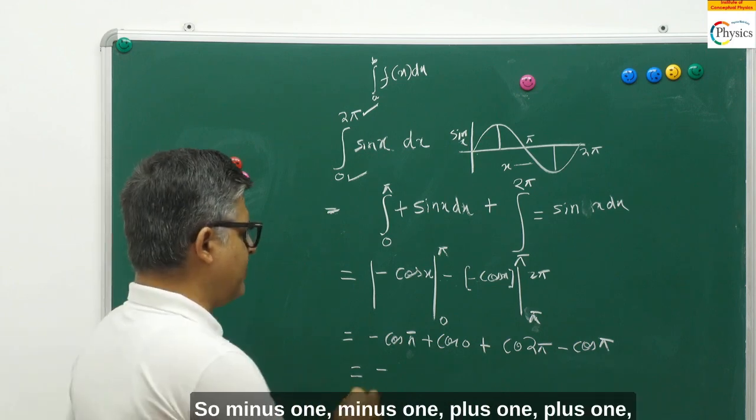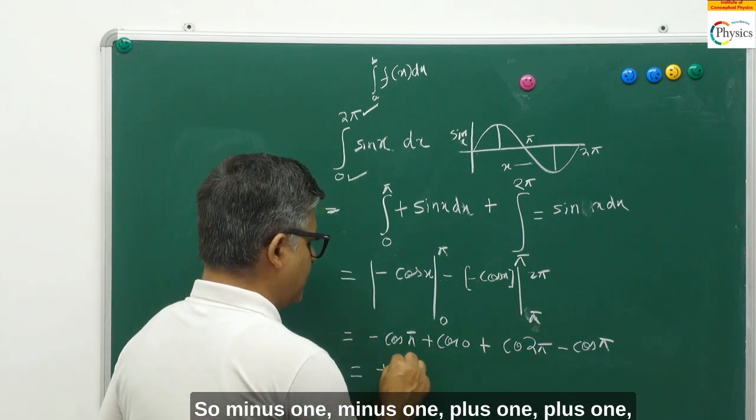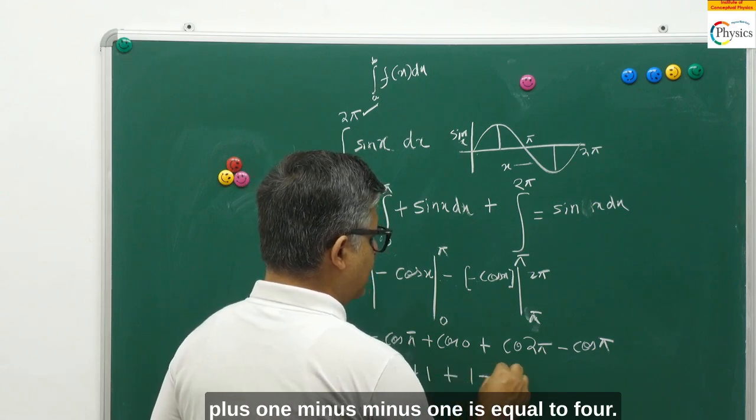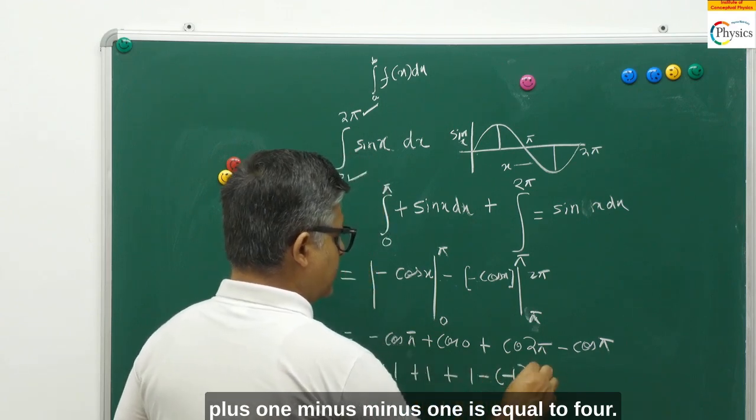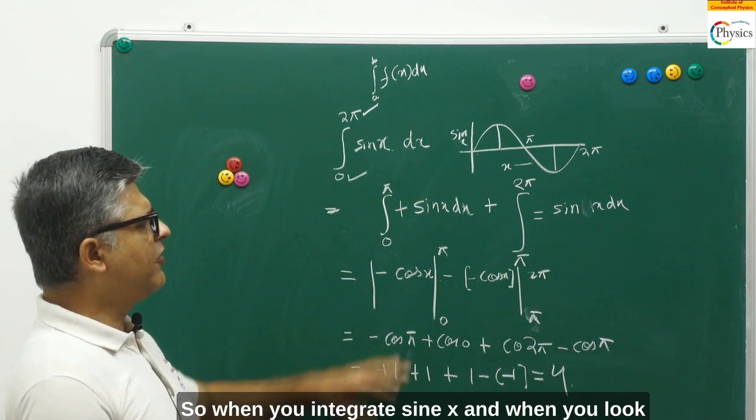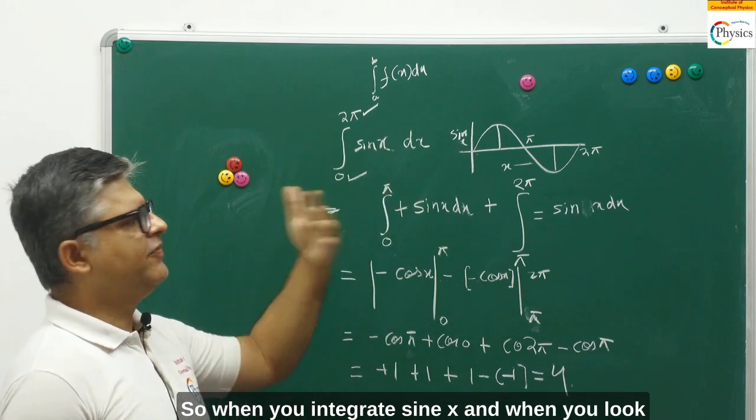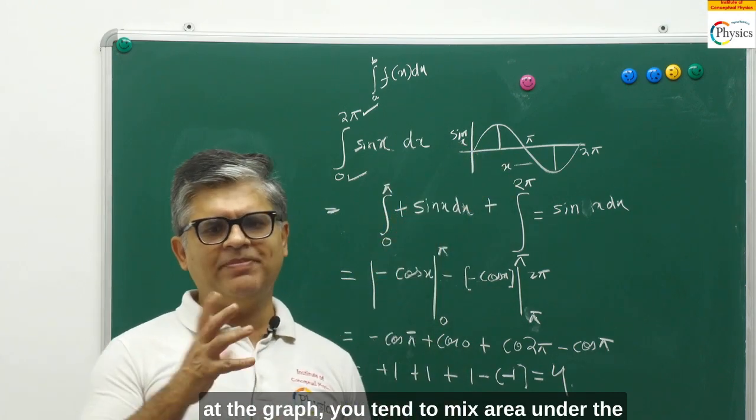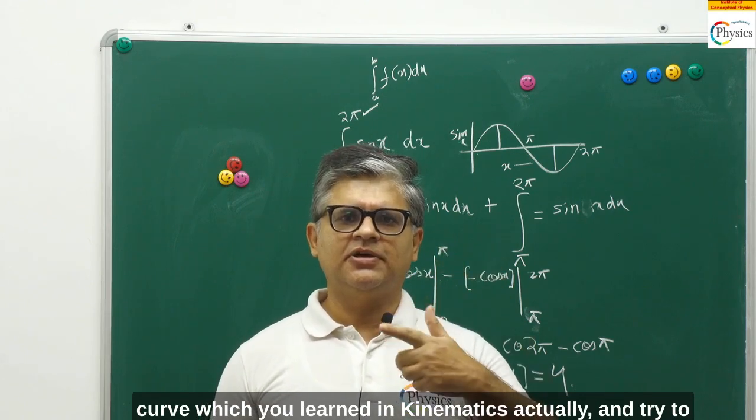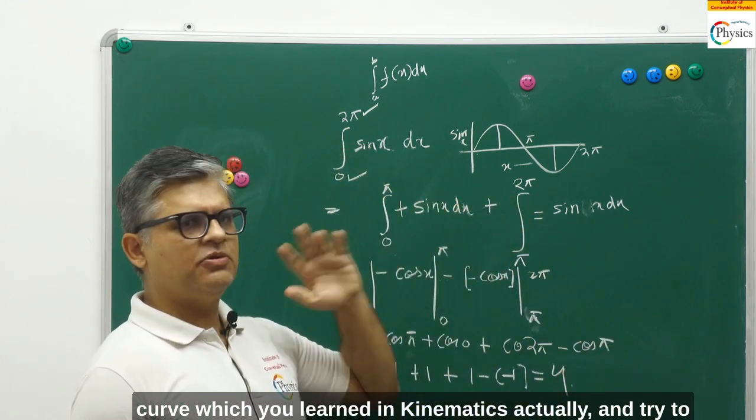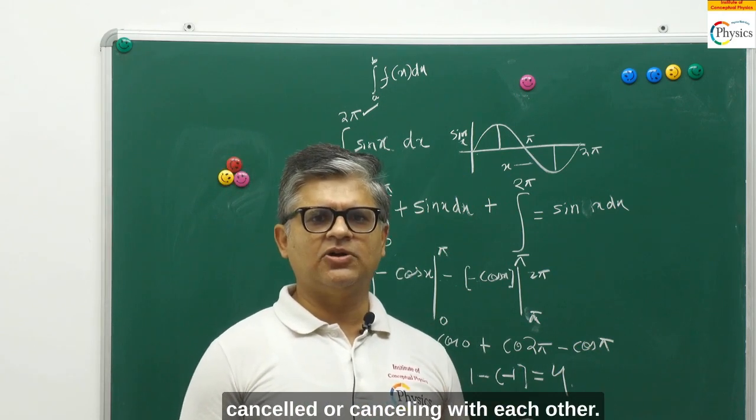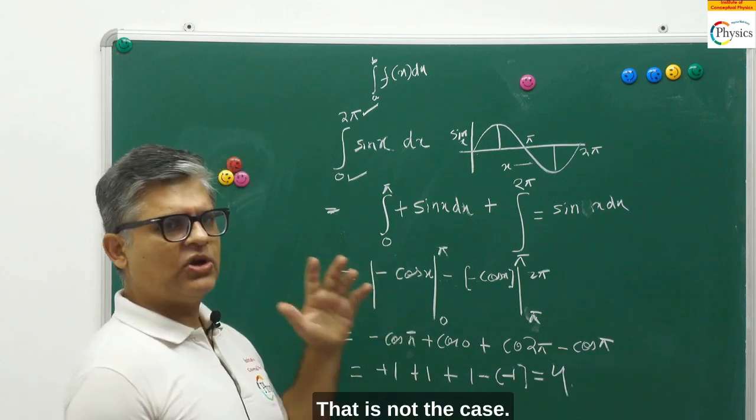Cos pi is minus 1, right? So minus 1 minus 1 plus 1 plus 1 plus 1 minus minus 1 is equal to 4. Look at this. When you integrate sine x and look at the graph, you tend to mix it up with area under the curve, which you learned in kinematics actually, and try to think in terms of negative area and positive area cancelling each other. That is not the case.